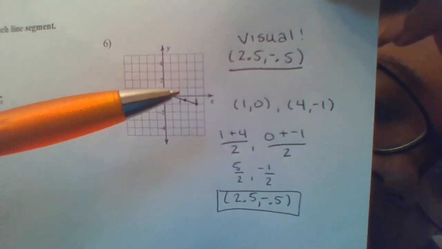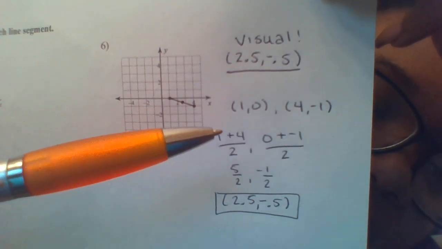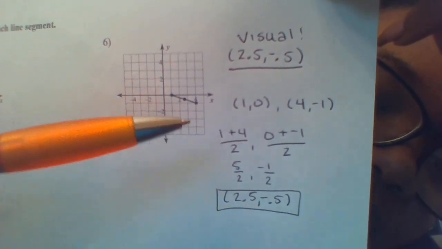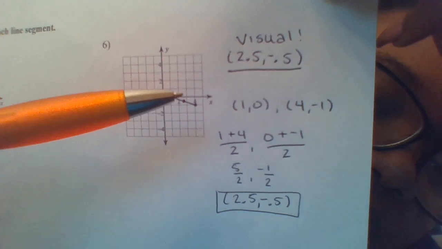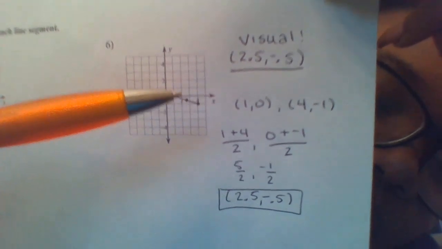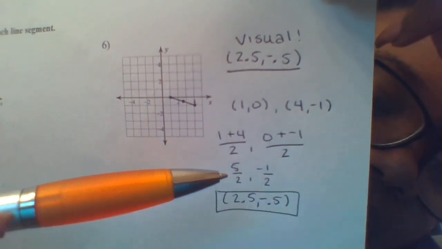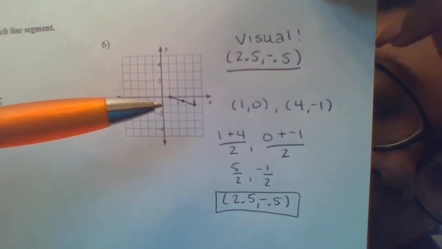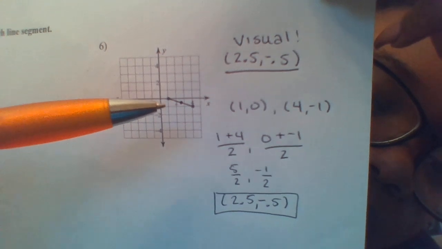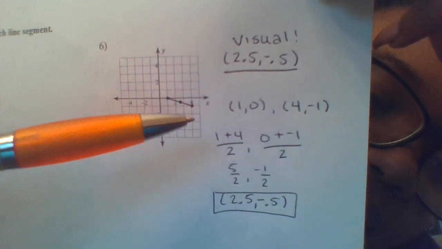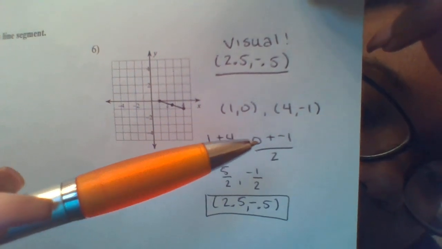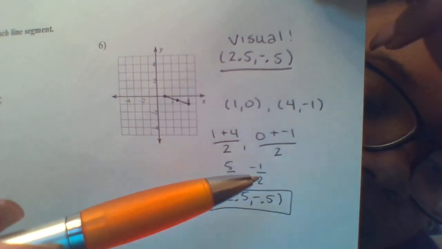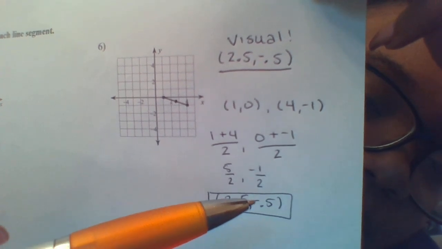If you're not able to do that in your head, to calculate it mathematically, you would do 1 plus 4, which gets us 5, divide by 2, and get 2.5, which makes sense. 2.5 is right here in between 1 and 4. So the x value is 2.5. For the y value, you could just look at the y values, which are 0 and -1. The number in between 0 and -1 is going to be -0.5. If you wanted to do it using the math, add the y's, 0 and -1, which gets you -1, divide by 2, and you get -0.5.